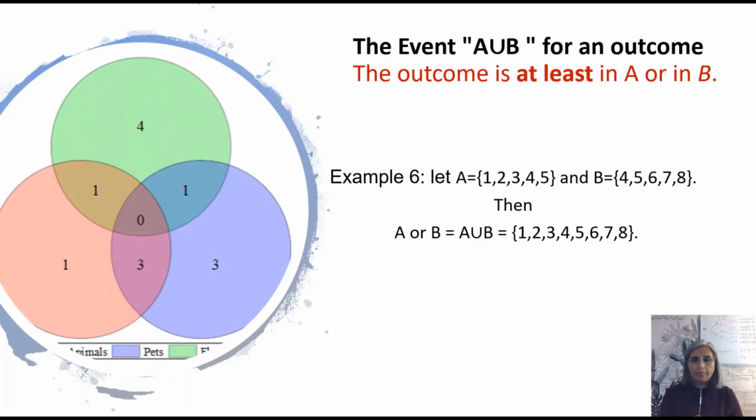And if we go back to our example of furry animals, pets, and flying animals, and we are interested in finding the number of animals that are flying or they are pets, then we talk about the union set of flying union pets. So we'll be talking about the number of elements that are either flying or they are pets. So they could be any of the numbers present in the green or the purple circles. So they could be 0, 1, 3, and 4.